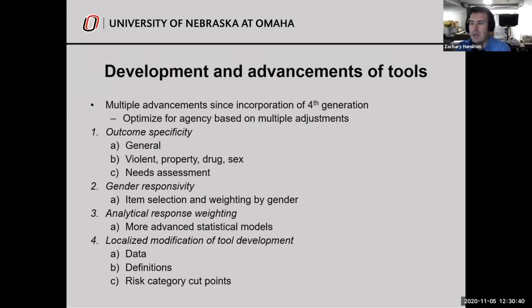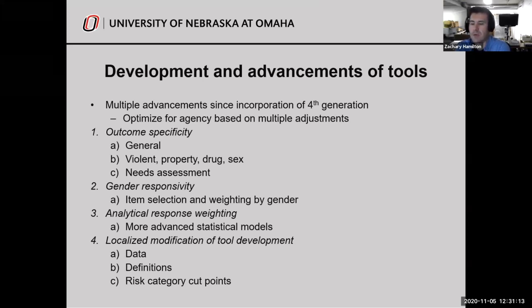Gender responsivity became very important and came on the scene in 2010 with some of the work that Pat Van Voorhis has done, looking at item selection and weighting by gender. So your larger tool is going to typically be 80% male population, 20% female population. And what gender responsivity does within a risk assessment is create essentially 2 instruments. One where you select and weight items just for the male population, and a second where you select and weight items for a female population.